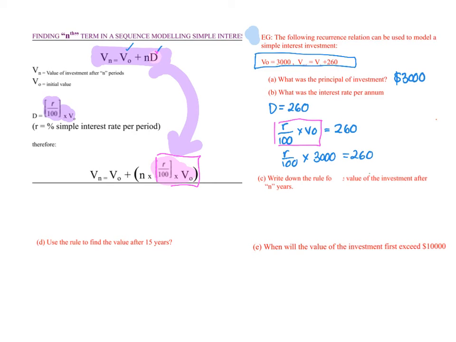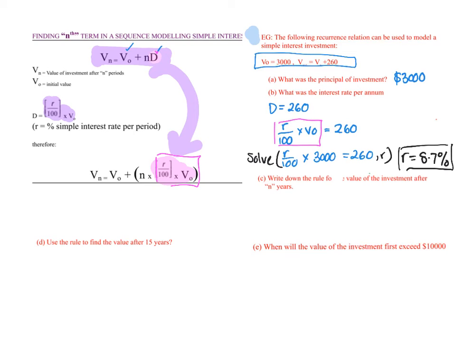Can you see that I only have one thing I don't know in that formula? What is it? The rate, which is what I want. So what I can put into my calculator is solve, comma, R. So let's go do that. Okay, so we got R equals 8.7%. So what's the interest rate per annum? There's our answer.